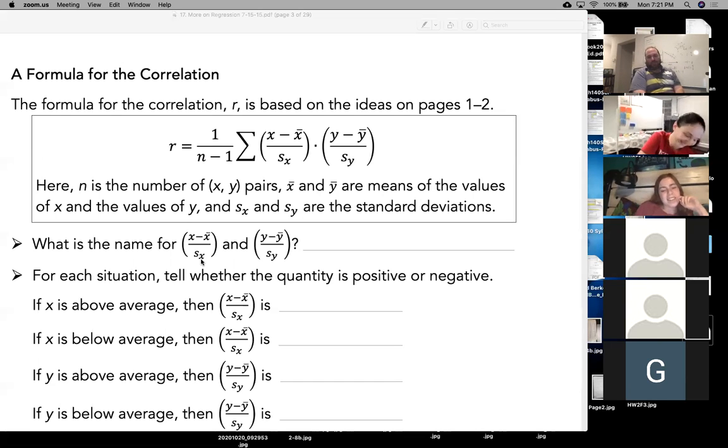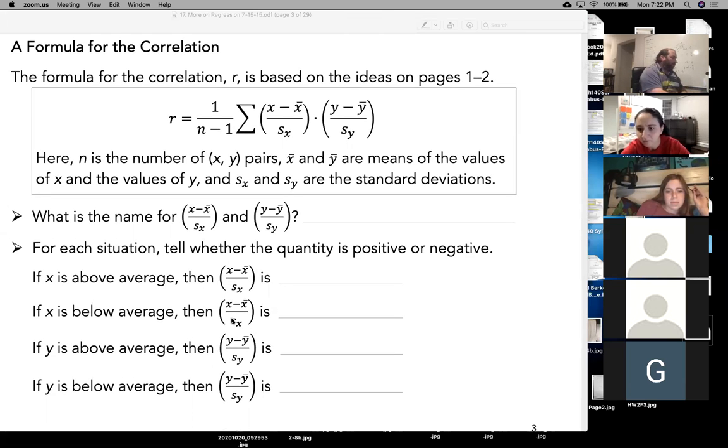Okay, so for each situation, tell whether the quantity is positive or negative. If x is above average, then what is this going to be, a positive or a negative value? Positive, right? If x is above average and x is bigger than x bar, the numerator is positive. The denominator is always positive because it's a square root of a number, right? So we know that's going to work without a problem. Okay. How about the rest of them?